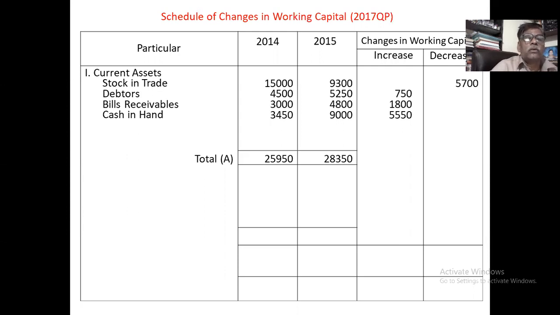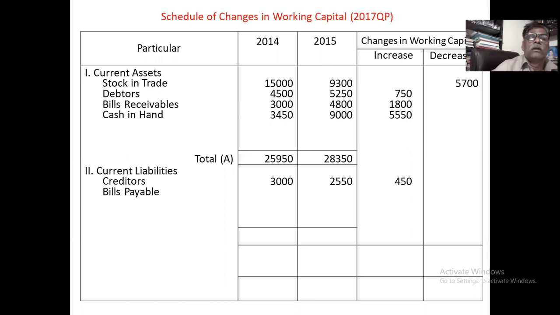Okay. Now you take the current liability. First is creditor 3,000, 2,550. So decrease is there. You write the decrease in the increase column. 450 is the decrease. Write in the increase column. Bills payable 900, 600. Here also decrease of 300. Record in the increase column.